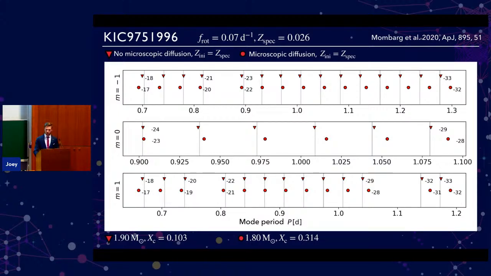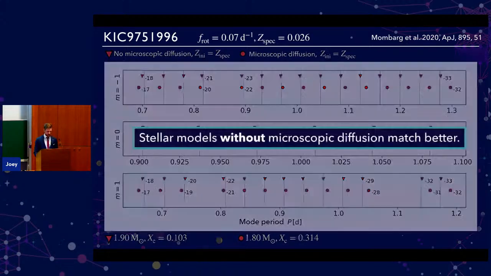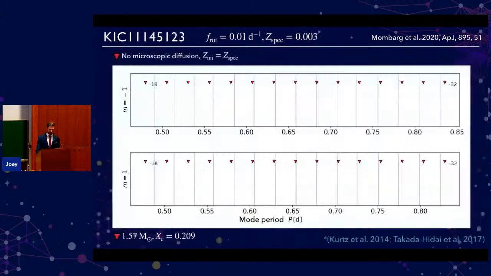For this star, we don't find a better match. That could maybe mean that there is still some other form of mixing going on in the star now or in the past, or there's still something wrong with our physics. But in any case, the difference in the mass and the age that we find for this star is quite significant compared to the mass range that these kinds of stars cover. So in this case, the models without microscopic diffusion seem to match better.